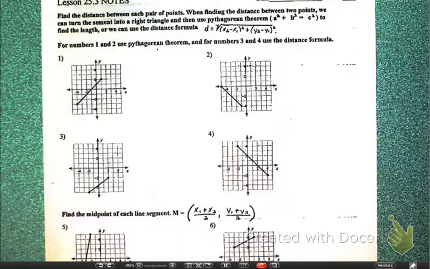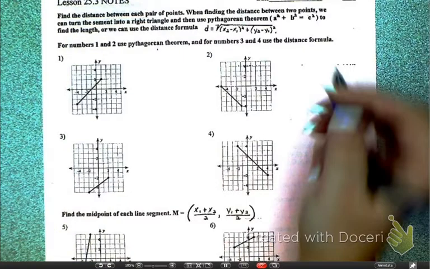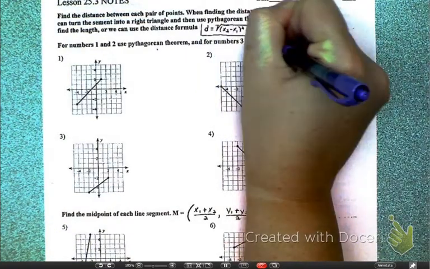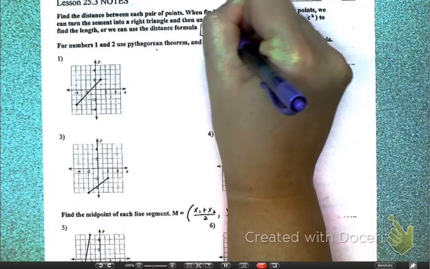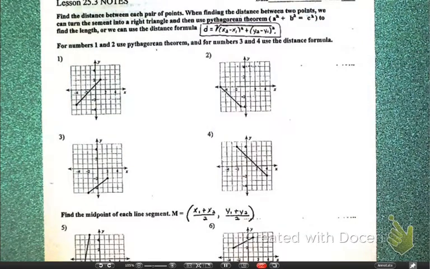So we're going to start by finding the distance between pairs of points. There's two ways you can do that. You can use the Pythagorean theorem, which we're going to skip for right now, and then you can also use the distance formula. So if you don't know the distance formula, it's on your paper, but I think you learned that in IM1. Okay, so the distance formula is the square root of x2 minus x1 squared plus y2 minus y1 squared.